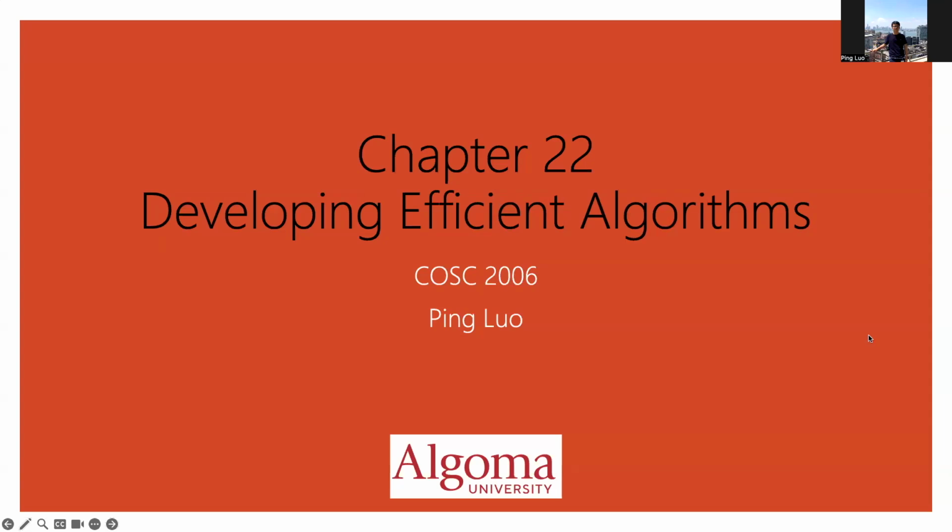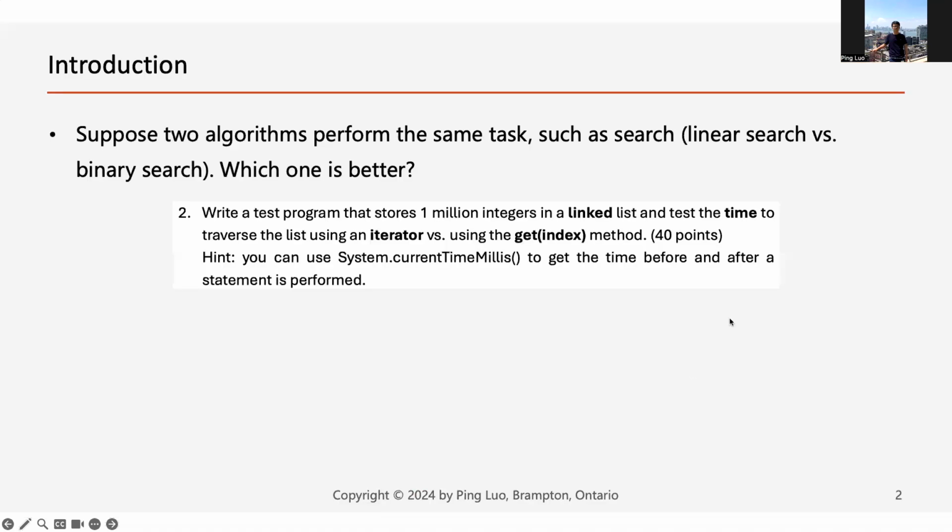Today we are going to learn how to develop efficient algorithms, and basically we will learn a terminology called Big O, using this way to determine if an algorithm is an efficient one or not. Suppose, for example, we learned many algorithms before. For example, the search algorithms, we learned the linear search and the binary search. But which one is better?